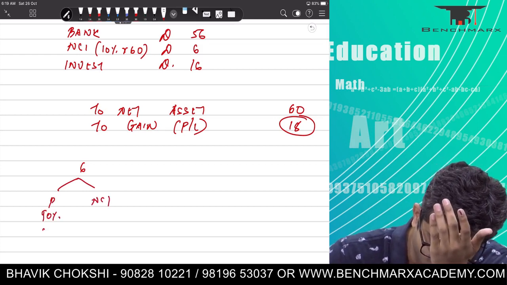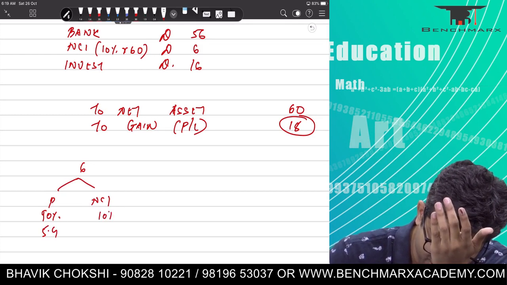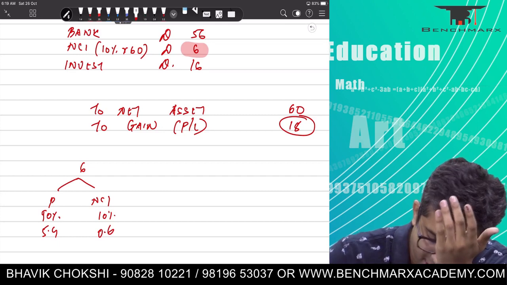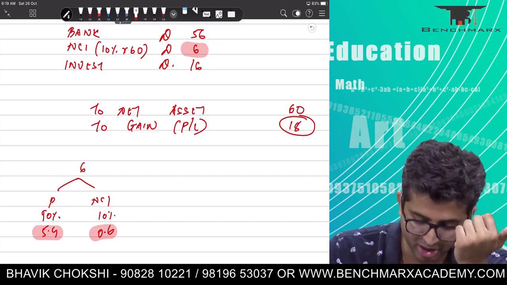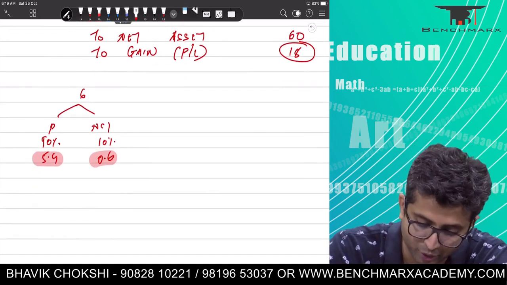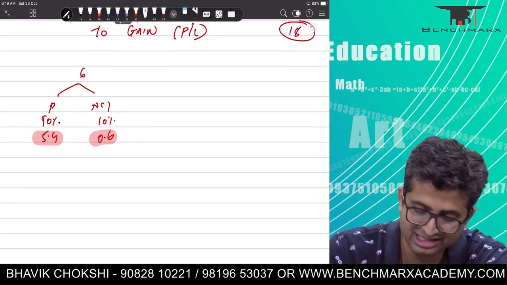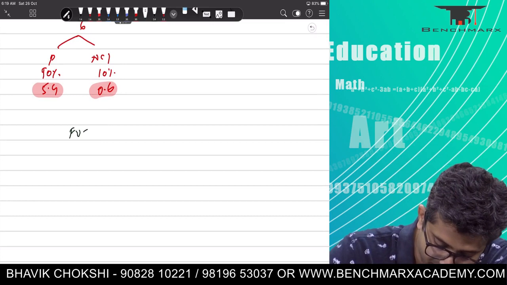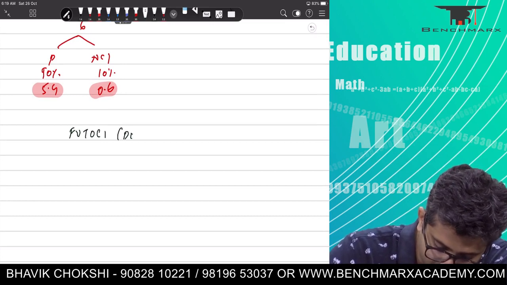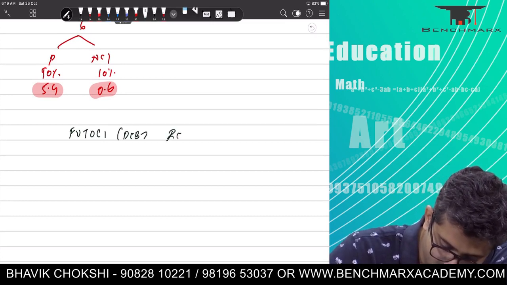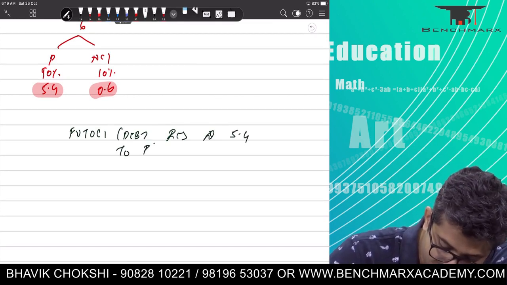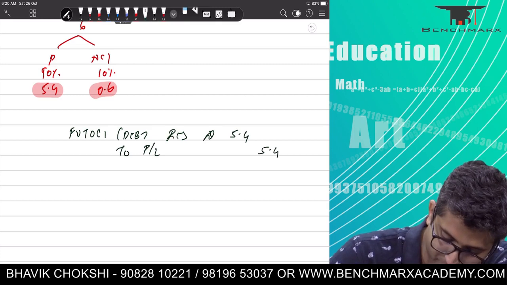90% of this would have belonged to the parent, that is 5.4, and 10% to the NCI, that is 0.6. Now, when you remove this 6 over here, this 0.6 automatically gets removed, and hence you have to pass the entry for only 5.4. Now, you have to ask yourself, is this a reclassifiable OCI? Our answer is yes, and hence your journal entry will be FVTOCI debt investment reserve account debit, only 5.4, that is the parent share, to the statement of profit and loss account 5.4.